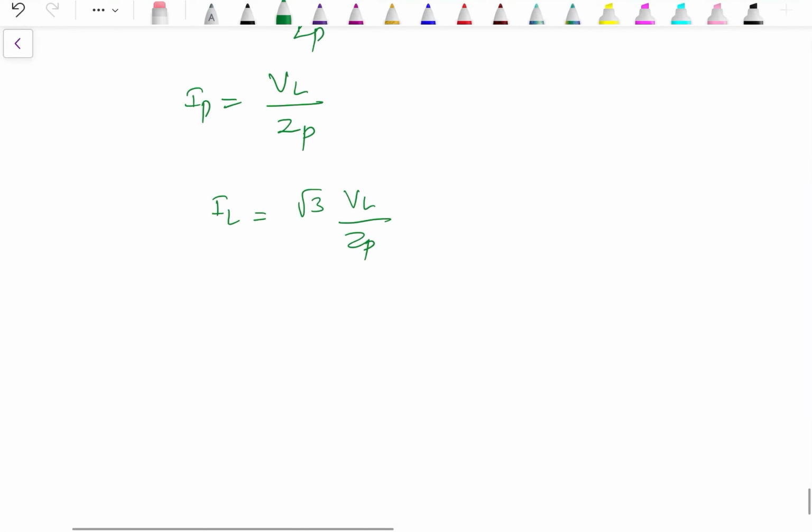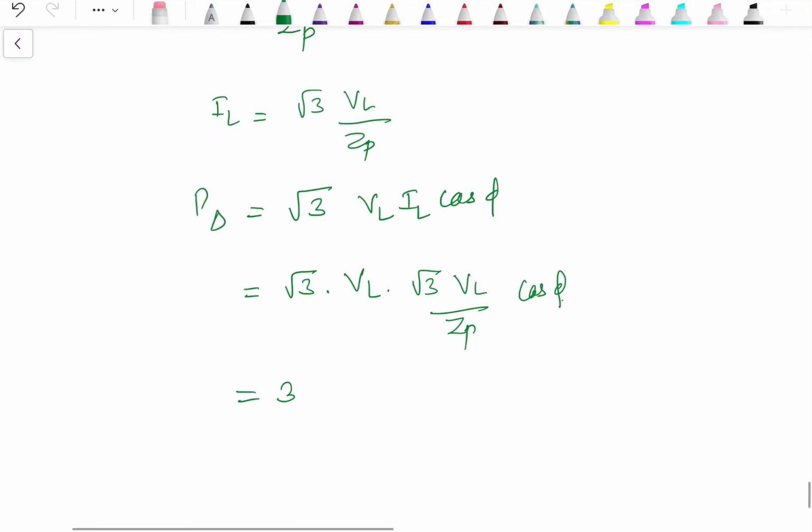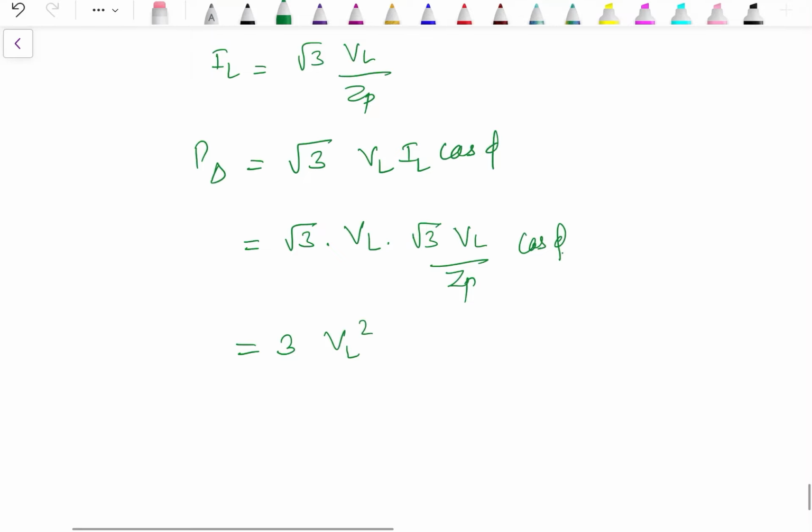So power in delta is root 3 times VL IL cos phi. So root 3 VL IL becomes root 3 VL by Zp times cos phi. So this is 3 times VL square upon Zp cos phi.